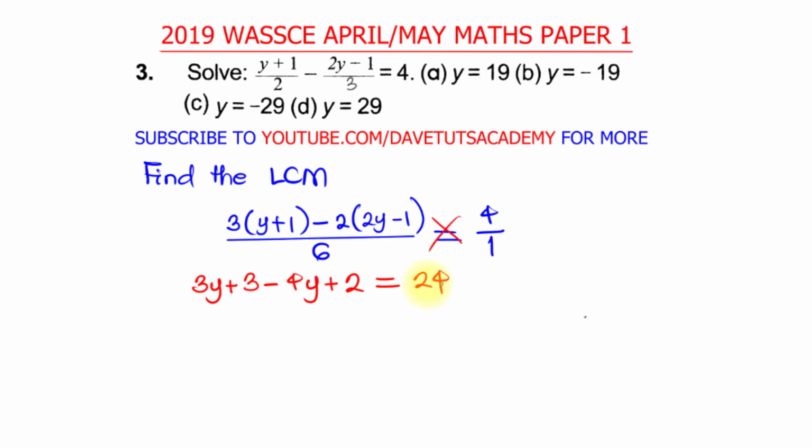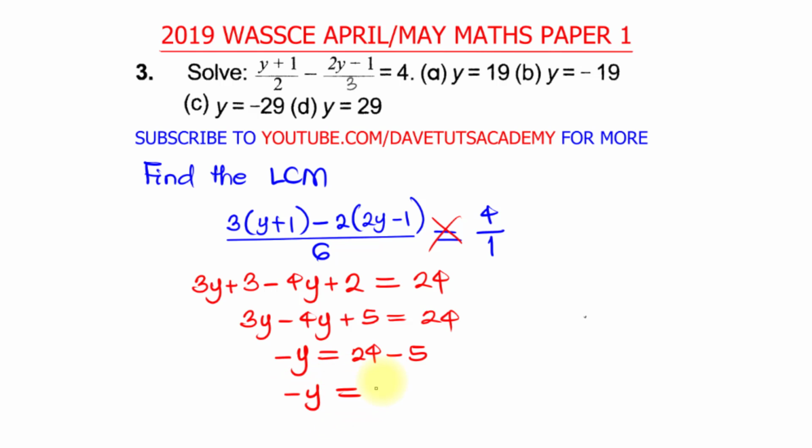So we just need to simplify this by collecting like terms. Okay, 3y minus 4y. Okay, let me just write it as, this is 3y minus 4y. Okay, then 3 plus 2, that is 5. That is equal to 24. So in that case, 3y minus 4y will be minus y. When 5 moves to the right hand side, it will become minus. So we have is equal to 24 minus 5, meaning that we have minus y is equal to 24 minus 5 is 19.